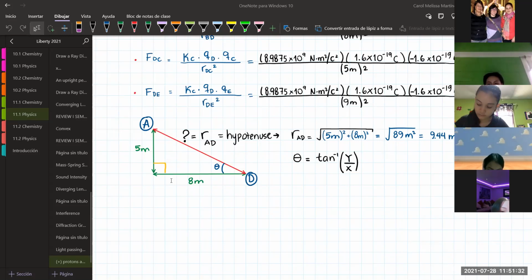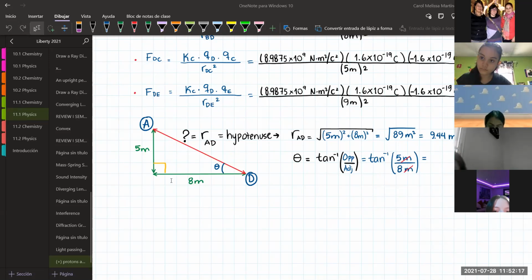In this case, y is the vertical side, which is the opposite, okay? That's the opposite, and that's the vertical side, divided by the horizontal side, which is touching the angle, so it is the adjacent side. So we say that the angle is equal to arctangent of opposite, which is 5 meters, divided by the adjacent, that is 8 meters. You cancel meters with meters, and what is the angle that you get from this? 32 degrees.